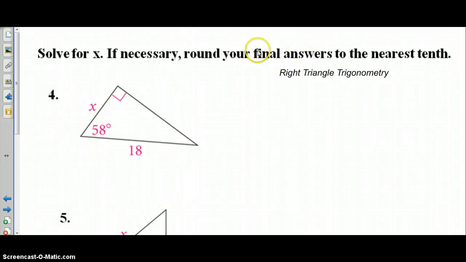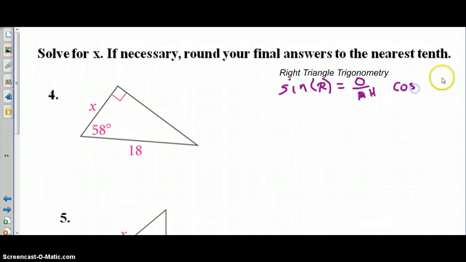And so with right triangle trigonometry, recall that there were three trigonometric functions. We had the sine: the sine of our reference angle is equal to the opposite side divided by the hypotenuse. The cosine of an angle is equal to the adjacent side divided by the hypotenuse, and the tangent of a reference angle is the opposite side divided by the adjacent.